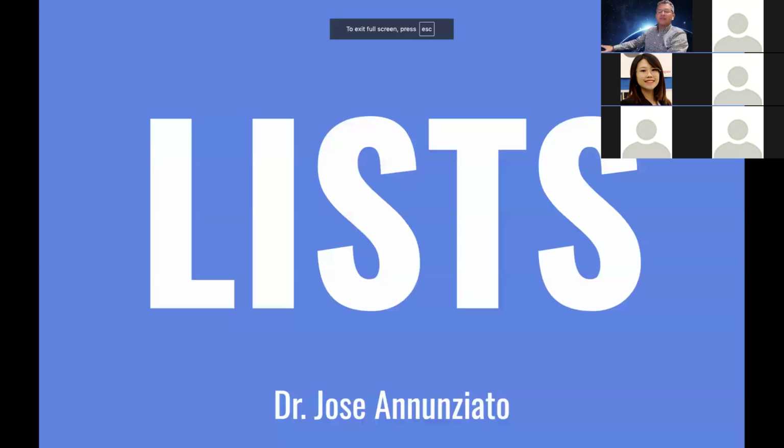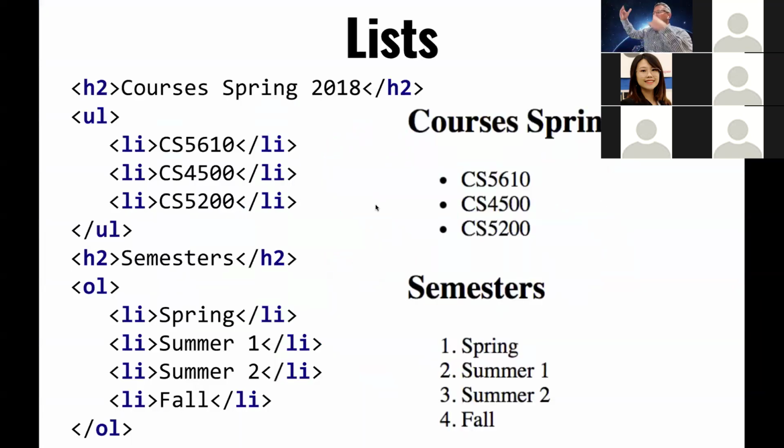All right, so let's look at some other really simple tags, such as lists. Lists are for when you want to list content in no particular order, or if you want it ordered. So you have two types of lists: ordered list and unordered list. Unordered lists use the tag UL, and OL is for ordered lists.